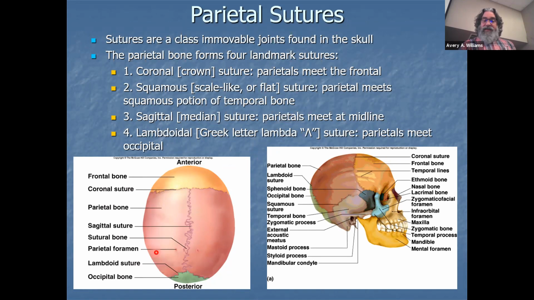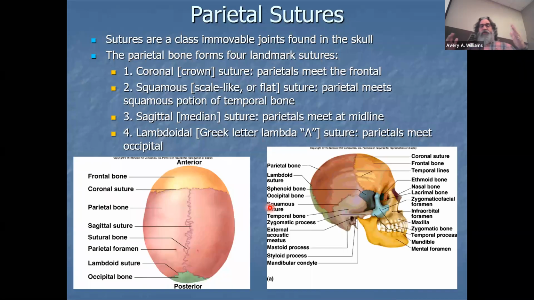And at the back of the skull, you can barely see it right here. See, it kind of looks like an upside down V right there. That's where both the parietal bones articulate with the occipital bone. And this is like one side of the lambda right there.